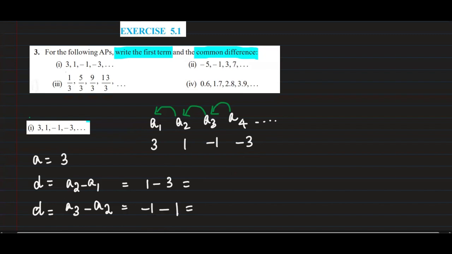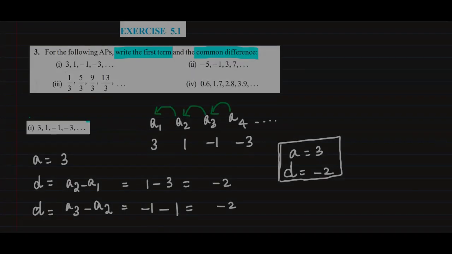Now the value for 1 minus 3 will be minus 2. Minus 1 minus 1 will be minus 2. So here D value is equal to minus 2 and A value is equal to 3. This is the answer for the first question. Clear, easy. Now moving on to the next one.